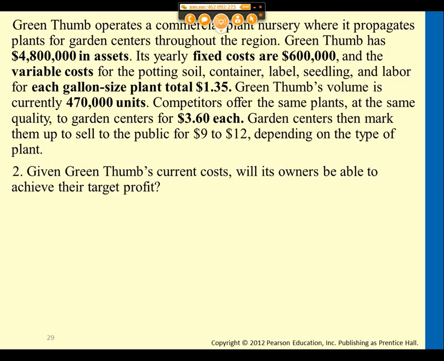We have current cost, and its owner, we want to see if the owner is able to achieve the target profit. So we need to calculate current variable costs, current fixed costs. That will give us our total costs. And we need to compare it to the target.